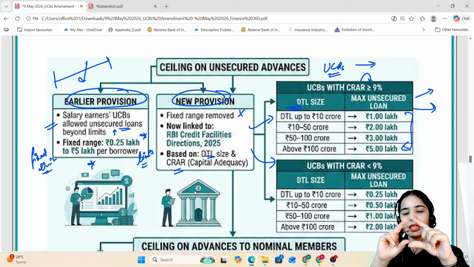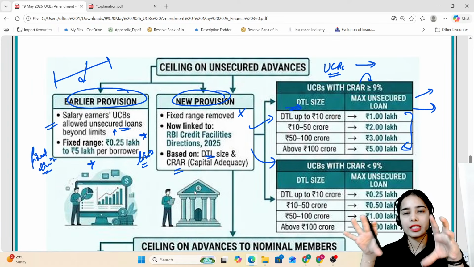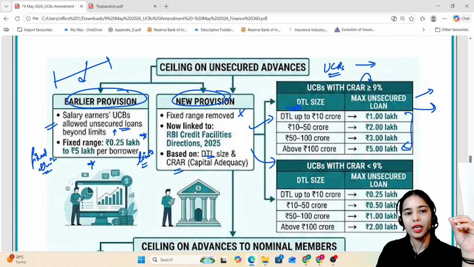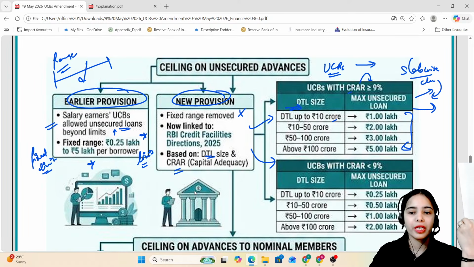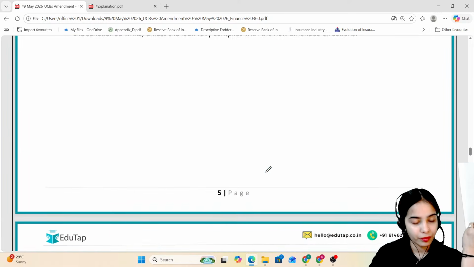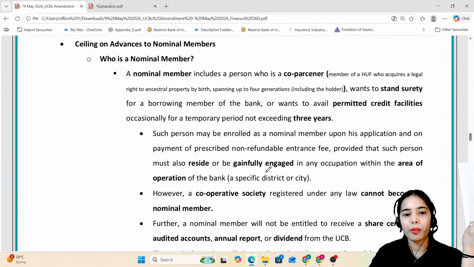Similarly, before there was a fixed range, but now what has been decided is that there is a slab wise unsecured loans limit that has been determined. Before there was a range, now there is slab wise clarity on how much unsecured loan can be given to a borrower if certain conditions are being met by the urban cooperative bank. Chalo, moving ahead with the nominal member.